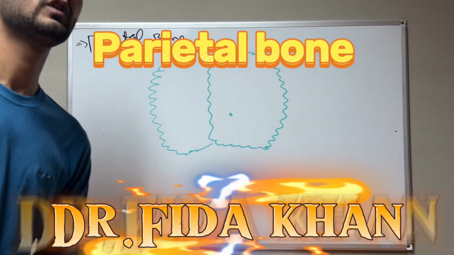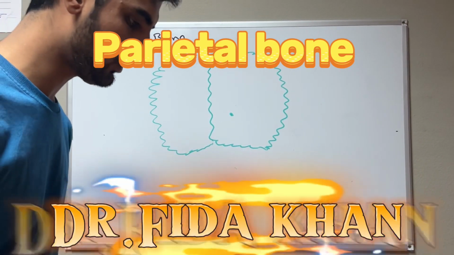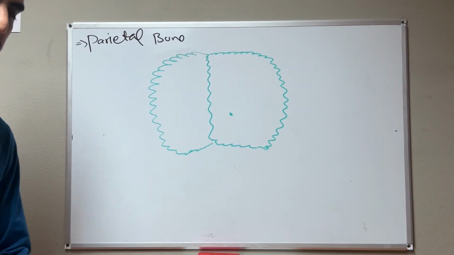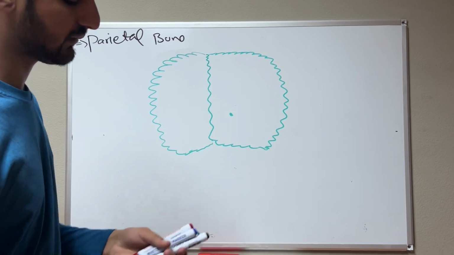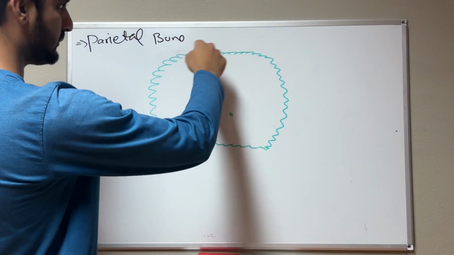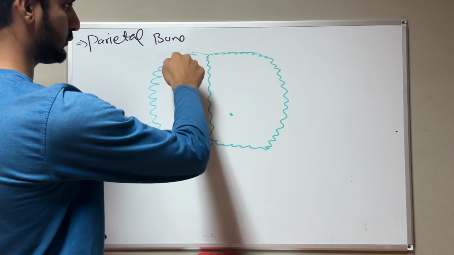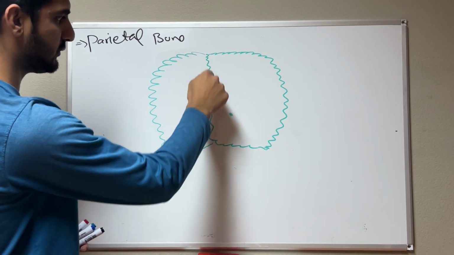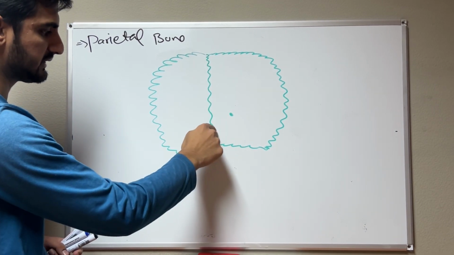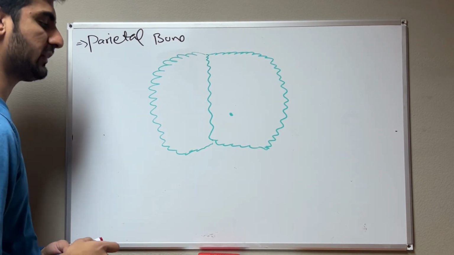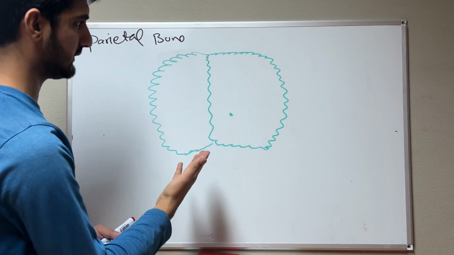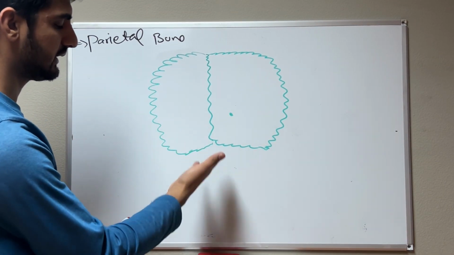Now we are going to discuss the parietal bone, os parietale. We have a pair of parietal bones in our skull. These are the two parietal bones. Here is the connection with the frontal bone, making the coronal suture. Between the two parietal bones we have the sagittal suture, and between the occipital bone and the parietal bone we have the lambdoid suture. But our topic is the parietal bone, so we will discuss the parietal bone.